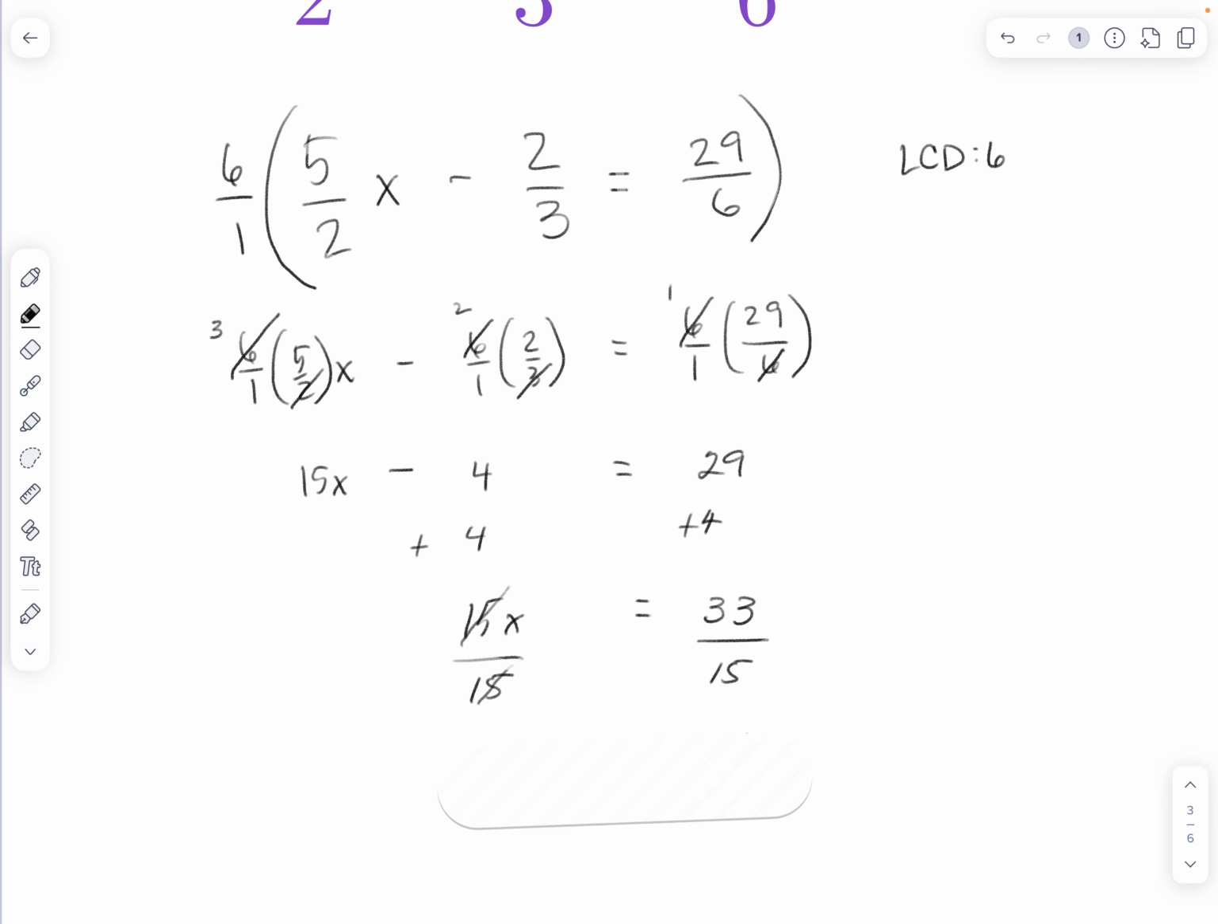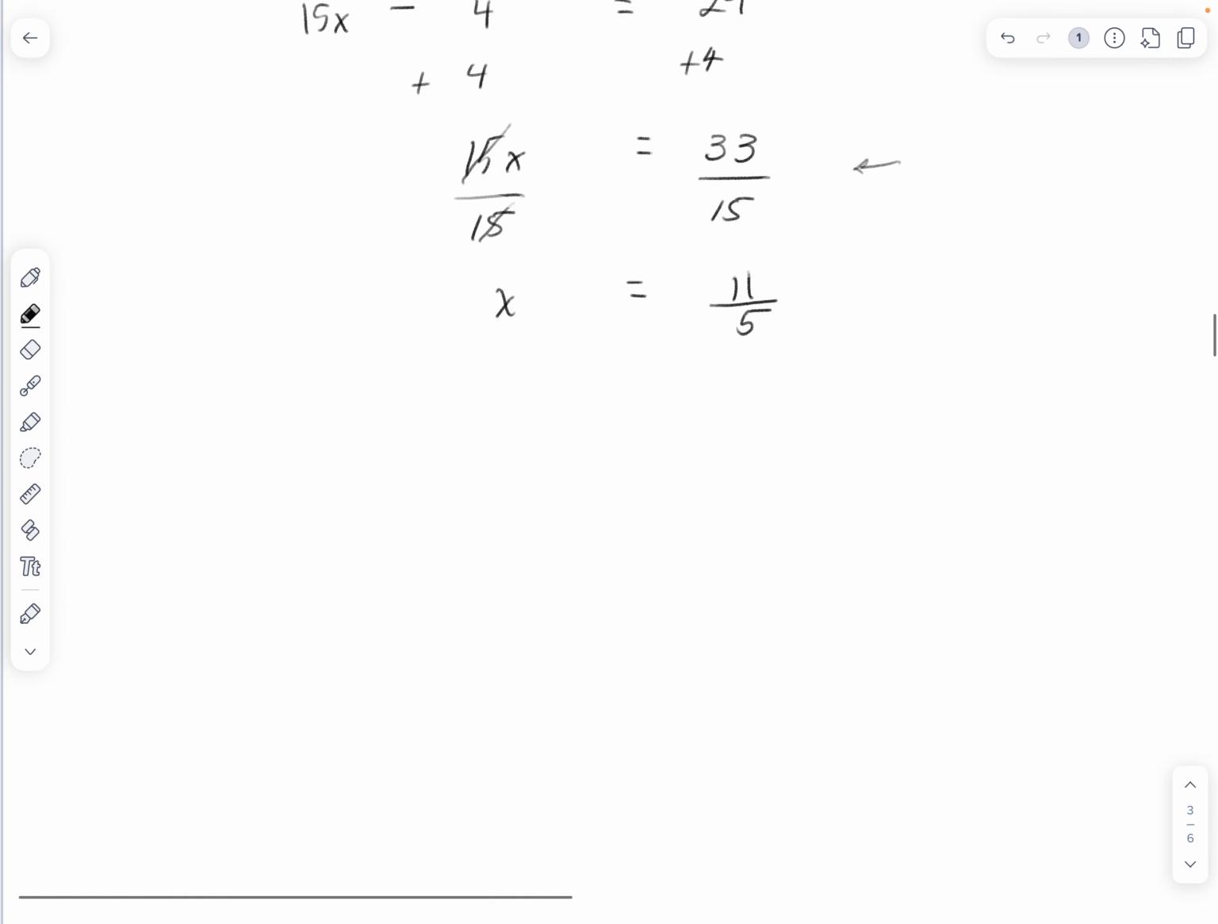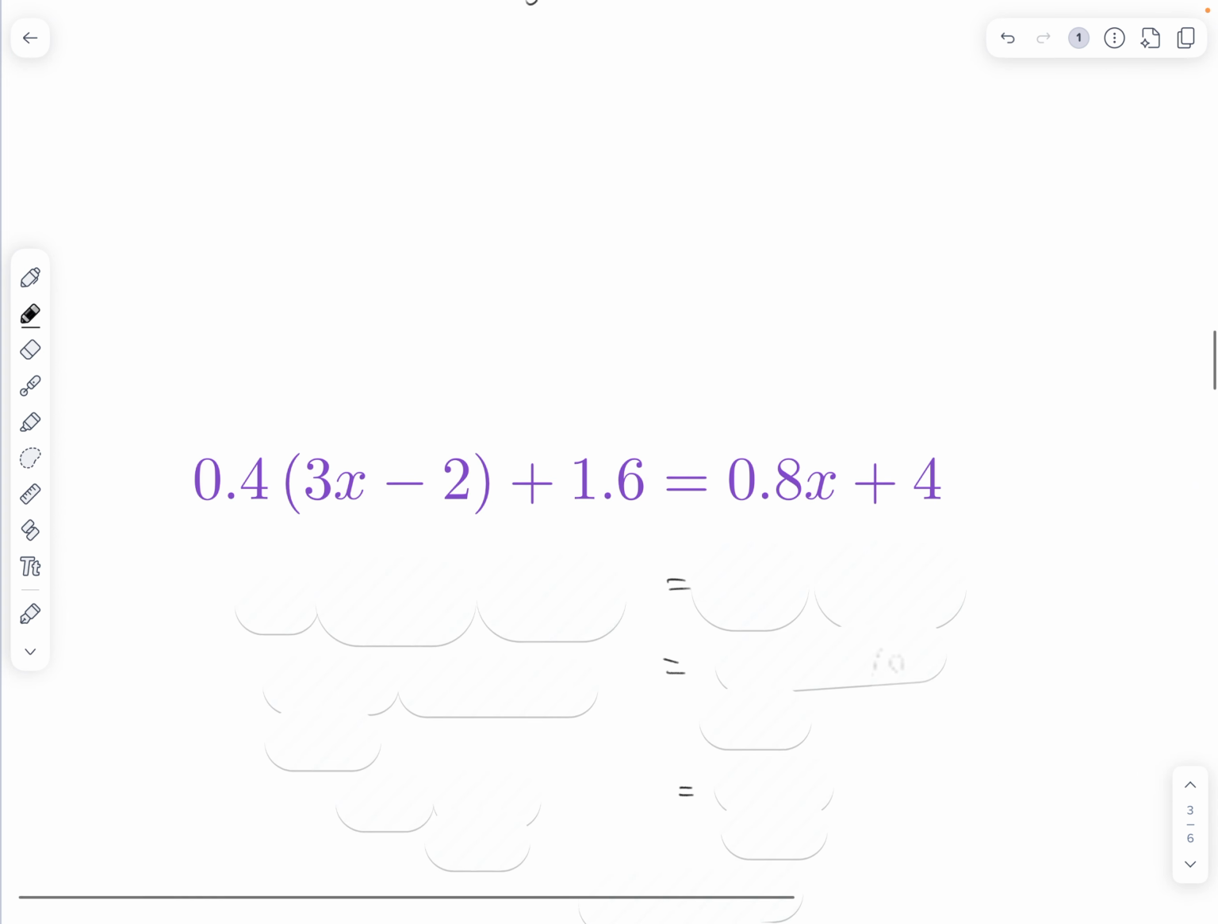However, on this side, we need to make sure that we reduce our fractions. So always, always, always reduce your fraction. And so if I take a 3 out of both of these, that's going to be an 11 on top and a 5 on bottom. All right, let's do an example using decimals.